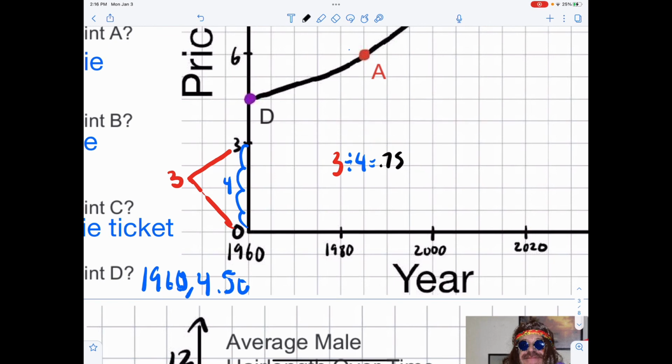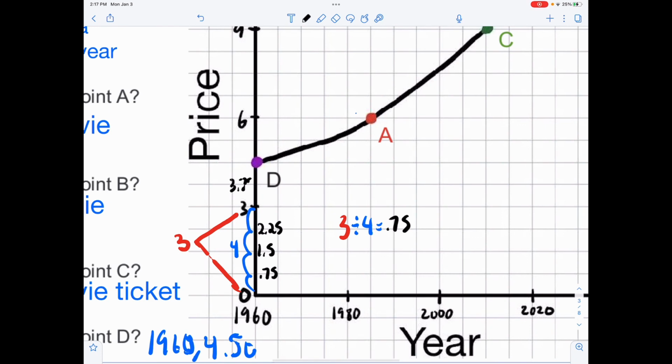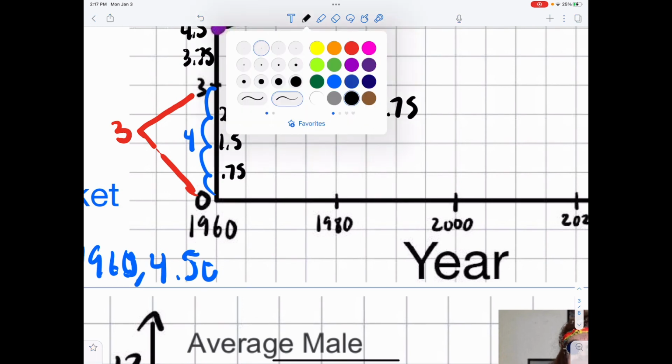So we can do 0.75, 1.5, 1.5 plus another 0.75 is 2.25. 2.25 plus 0.75 is 3. So there we go. We're now on a roll. You know what the y-axis scale is going up by. Okay. The x-axis, again, same thing.